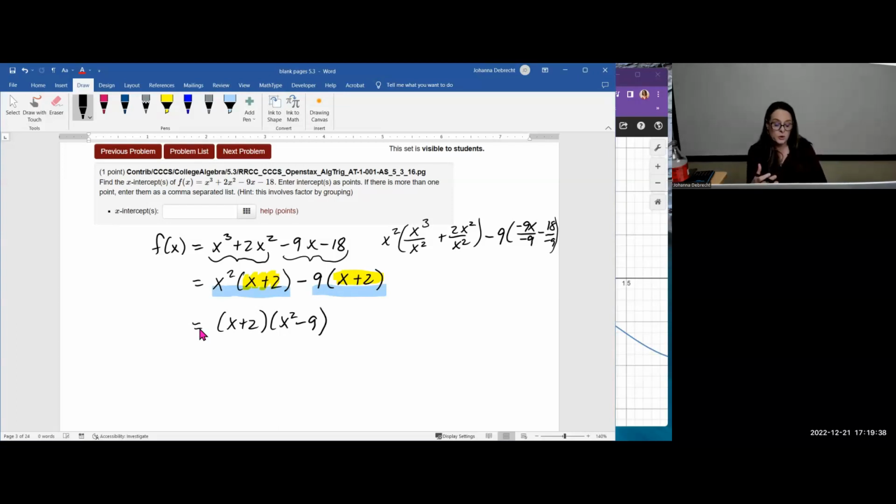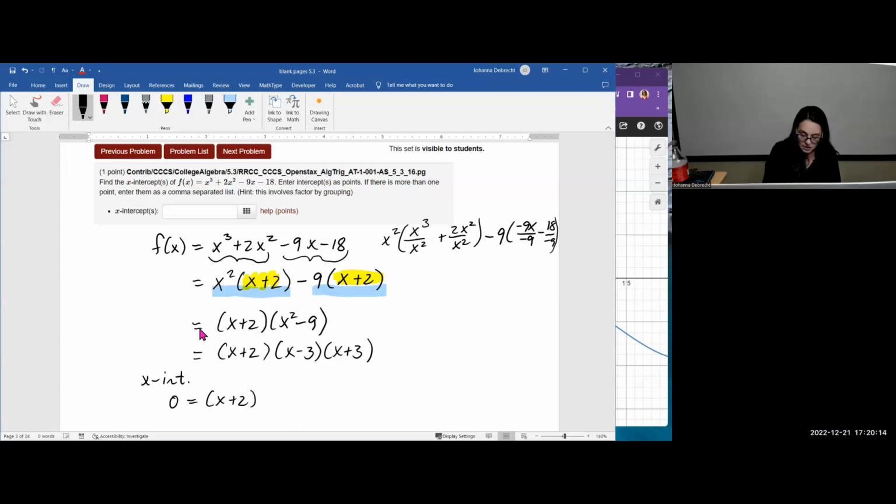Now I've gone from a 3rd degree down to a linear factor, x plus 2, and a quadratic factor, x squared minus 9. I want to see if the quadratic factors further. If not, the fundamental theorem of algebra would say I'm okay. In this case, x squared minus 9 does factor, and so I get x plus 2, x minus 3, and x plus 3. Now, if I'm looking for x-intercepts, I set this equal to 0, and then I solve for the x-intercepts. So then I would have 0 equal to x plus 2 times x minus 3 times x plus 3. And then I can pretty much read them directly off.